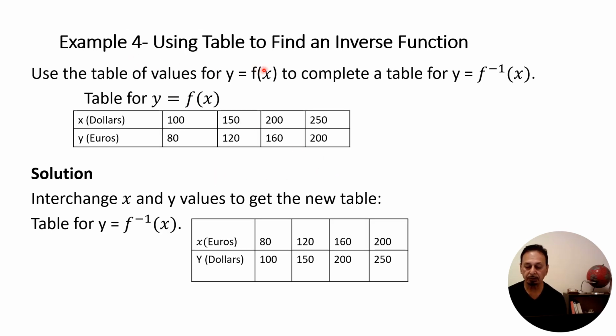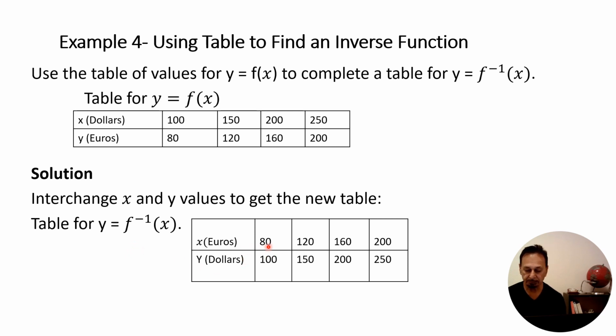Example 4, using the table to find an inverse function. Use the table of values for y equal to f of x to complete a table of y is equal to f inverse x. So here is a table. The top row has dollars as the x values, and y is euros. So we just interchange these x and y's. So we get a table of the inverse function.